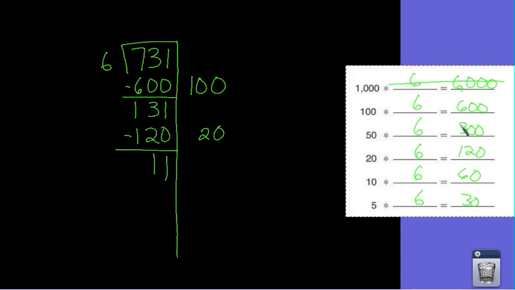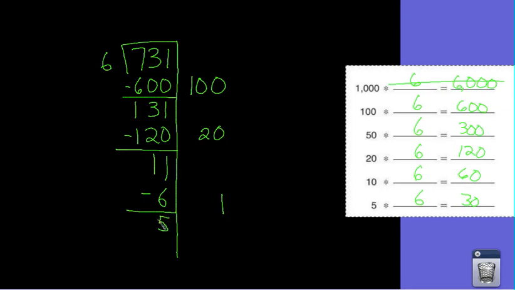As you can see, we have no more products on our chart that would work. So now we have to think, how many groups of 6 can we get from 11? And we can get one group of 6 from 11. So our partial product is 1. 1 times 6 is 6. We subtract, and we get 5.